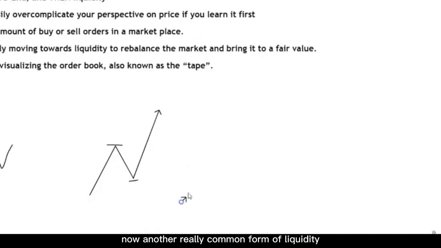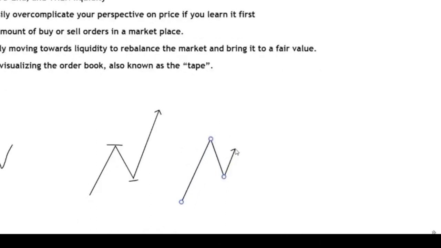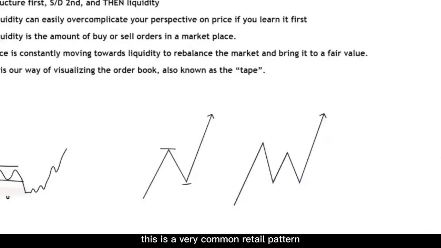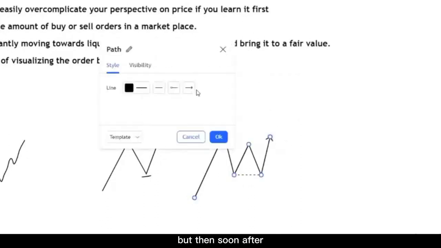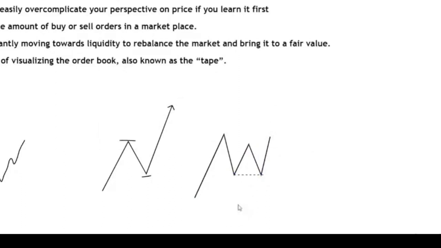Now, another really common form of liquidity is our double bottoms or our double tops. This is a very common retail pattern that people love to say, okay, this is support. They always look at that like support, or if we have double tops, same thing. They're going to look to go long right here. Now, we know a lot of times what happens is price, so maybe we made a double top, but then soon after, we see price come back down, take those stops, and then proceed up.